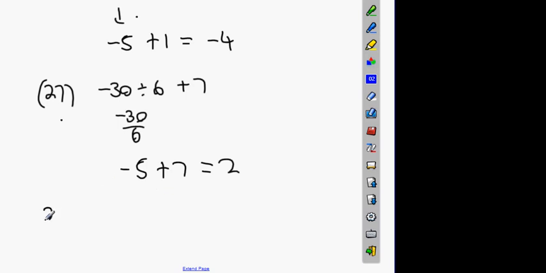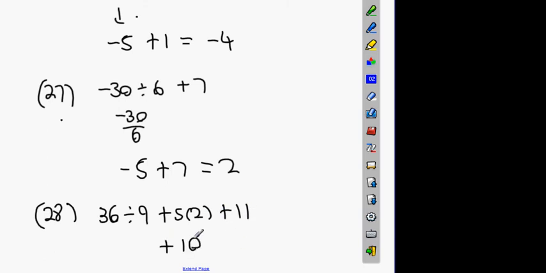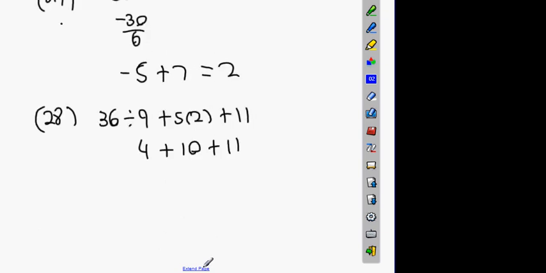Barry, 28, please. So you multiply 5 by 2 to get 10, yeah? Plus 4. Alright, 36 divided by 9 is 4. So what you're saying is you're multiplying and dividing before you add. Yeah. Okay, then what? Then 14 plus 11? That's 25. 25, okay, well done.